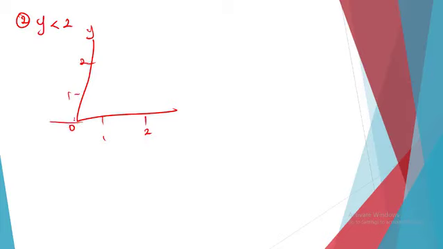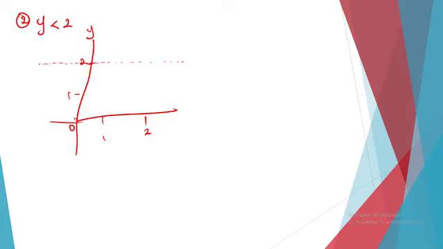Assuming we are given y less than 2, the only thing we need to do here is to draw a line. This is y. Let's take here to be 2, and here is 1. This is 1, and this is 2, and this is the point 0. y is 2. This is the point where y is 2. So we draw a line.